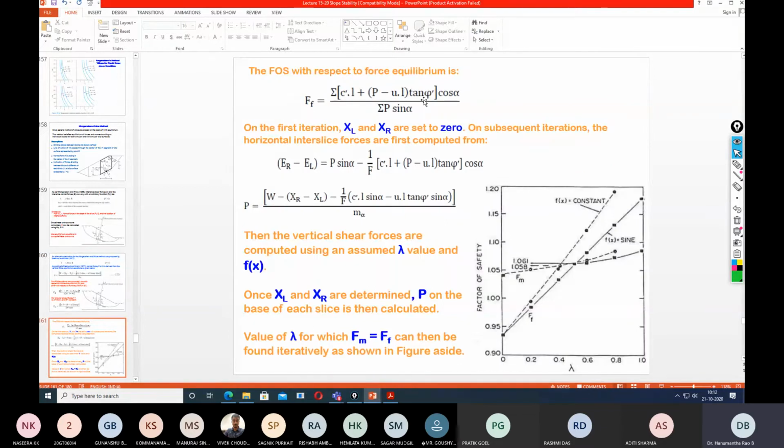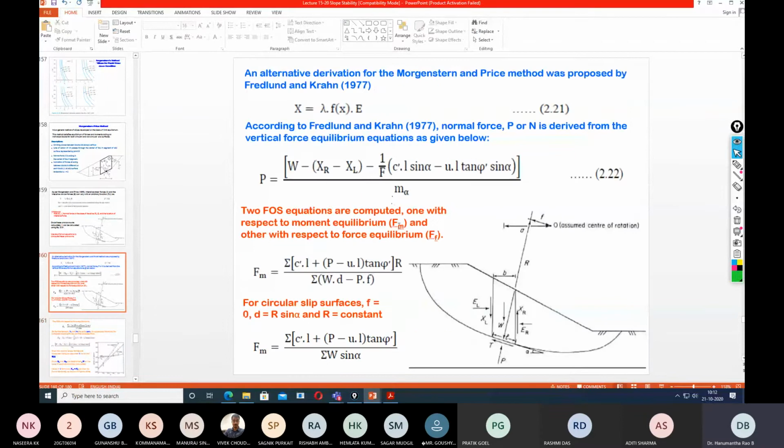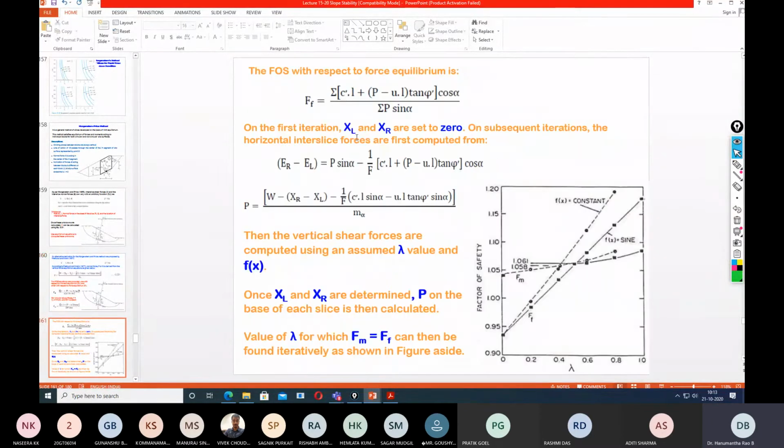Now, how will these equations be solved in order to obtain the normal and tangential forces acting along the vertical surfaces? On the first iteration, XL and XR. If you look at this normal force equation, there is an XL and there is an XR, on either side of the slice. On the first iteration, XL and XR are set to 0. On subsequent iterations, the horizontal interslice forces are first computed using this equation.